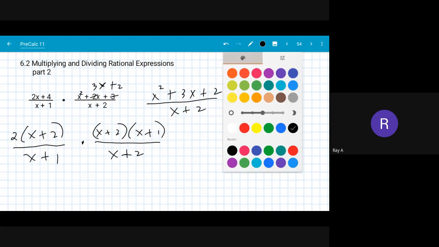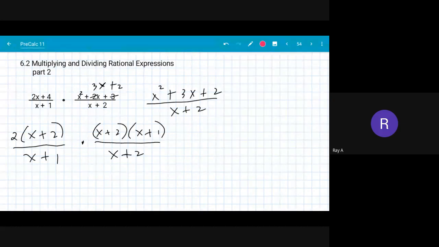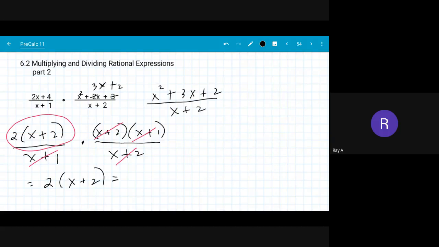So whatever you see on the top and the bottom, you can cancel out. This x plus 2 cancels out with this. This x plus 1 cancels out with this. So really what you have left is just this one. All right. So the final answer is 2 times x plus 2, or if you want, you can make it 2x plus 4, and that is okay.